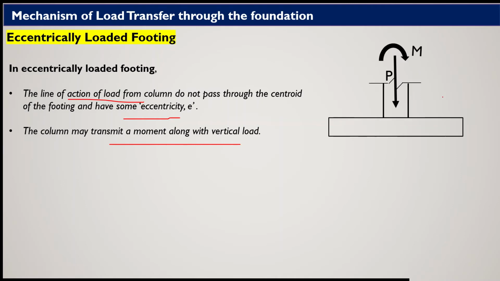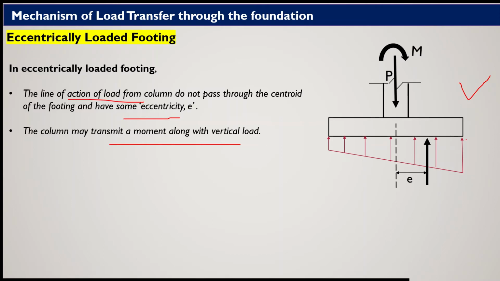Now we can see this diagram. Here you will see that the column is transferring load vertically downward, as well as there may be some moment. That means there may be transfer of some moment. Now it will be the case of combined type of loading. That means direct vertical load is there as well as moment is acting, and due to this moment there will be stresses, and vertical stresses will be due to the load.